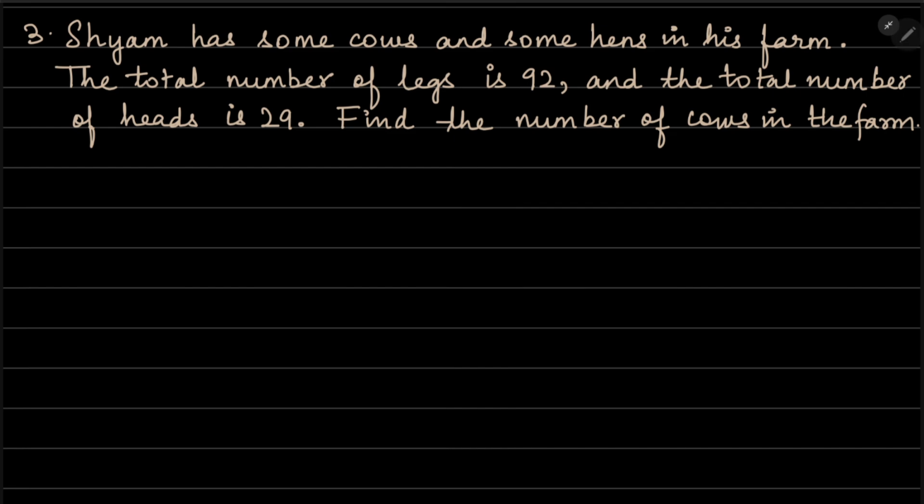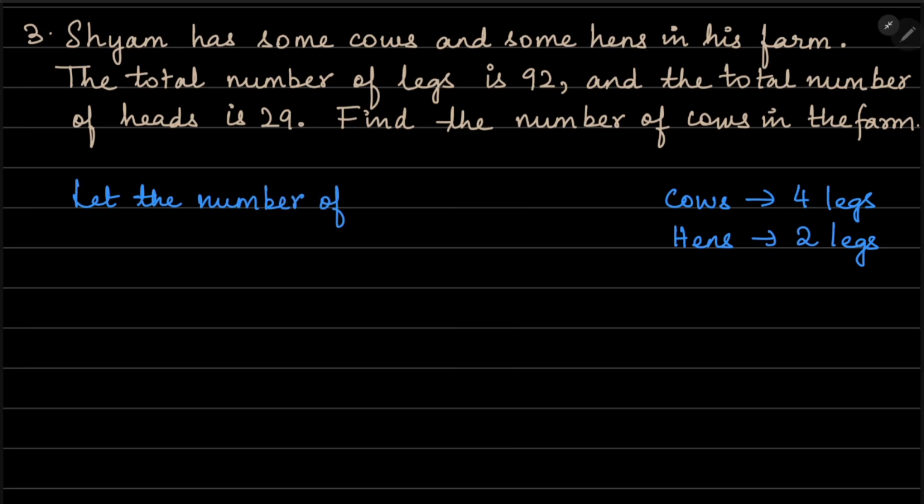Again, very easy. But before we start, how many legs do cows have? It will be 4 legs, right? And how many legs do hens have? 2 legs, right? Hens have 2 legs. Now, what is asked? The number of cows. Okay, so let's assume, let the number of cows be equal to x and the number of hens be equal to y.